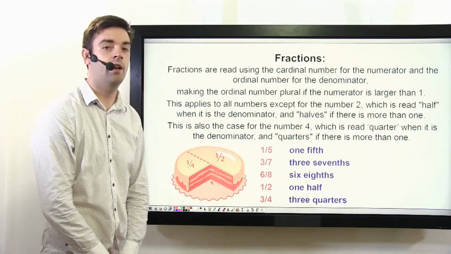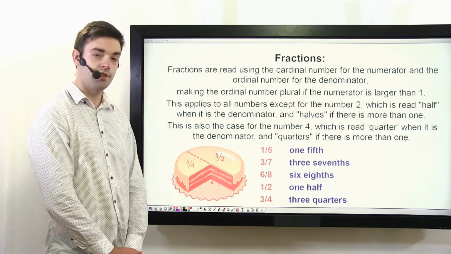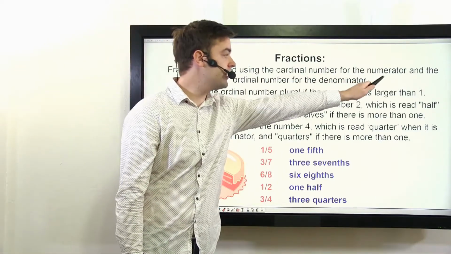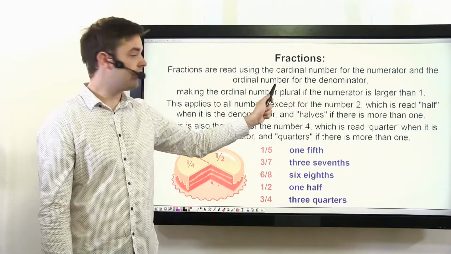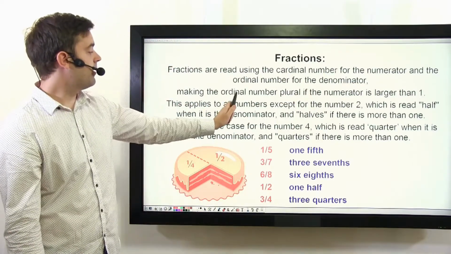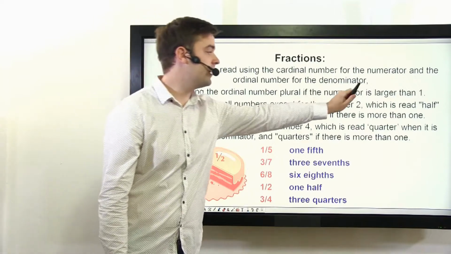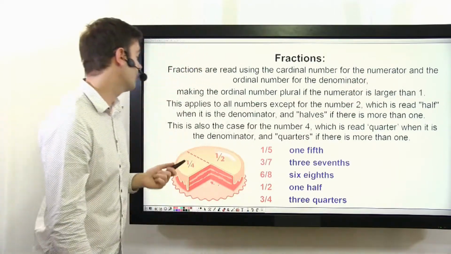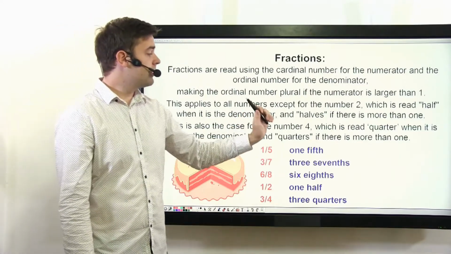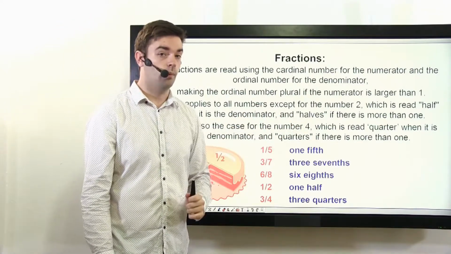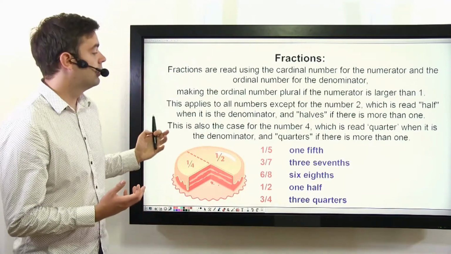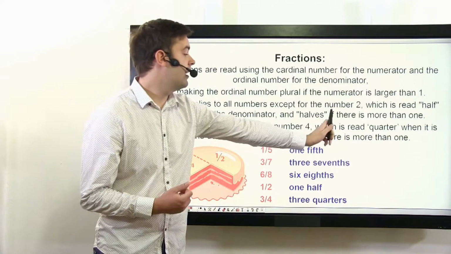Okay, let's have a look at fractions. So fractions are read using the cardinal numbers for the numerator and the ordinal number for the denominator. This makes the ordinal number plural if the numerator is larger than 1. This rule applies to all numbers except for the number 2, which is read as half, and halves if there is more than 1.